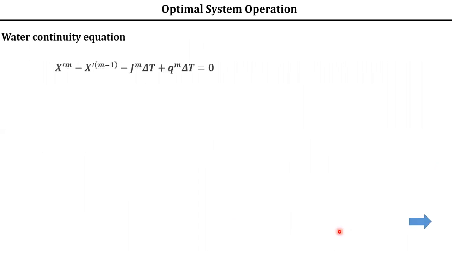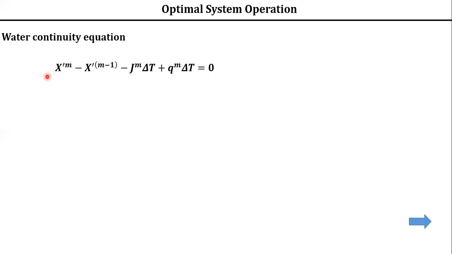Okay. Next, coming back to the water continuity equation, isn't it? The water continuity equation means x dash m minus x dash of m minus one, because we are divided into sub intervals. So therefore we are not taking initial and final. Earlier we have taken initial and final, so that's why x of 0 we have taken, x of T we have taken. But instead of 0 and T, we have to take a sub interval. So m is your final mth interval, and the previous interval is m minus 1. This is your previous interval. That is, this is nothing but your x of 0, this is nothing but your x of capital T.